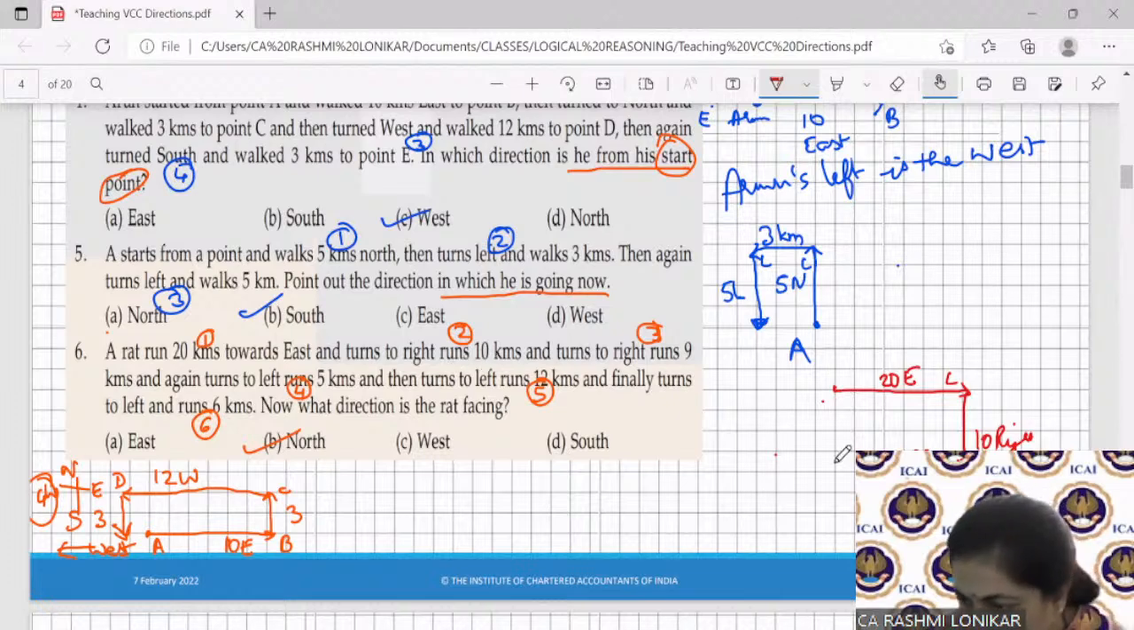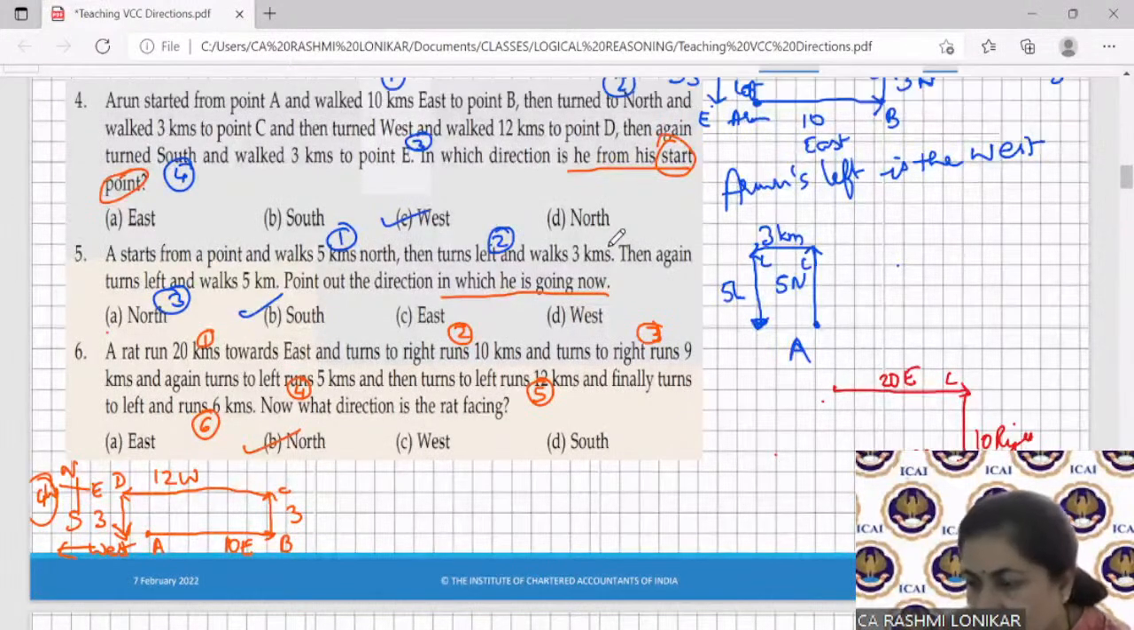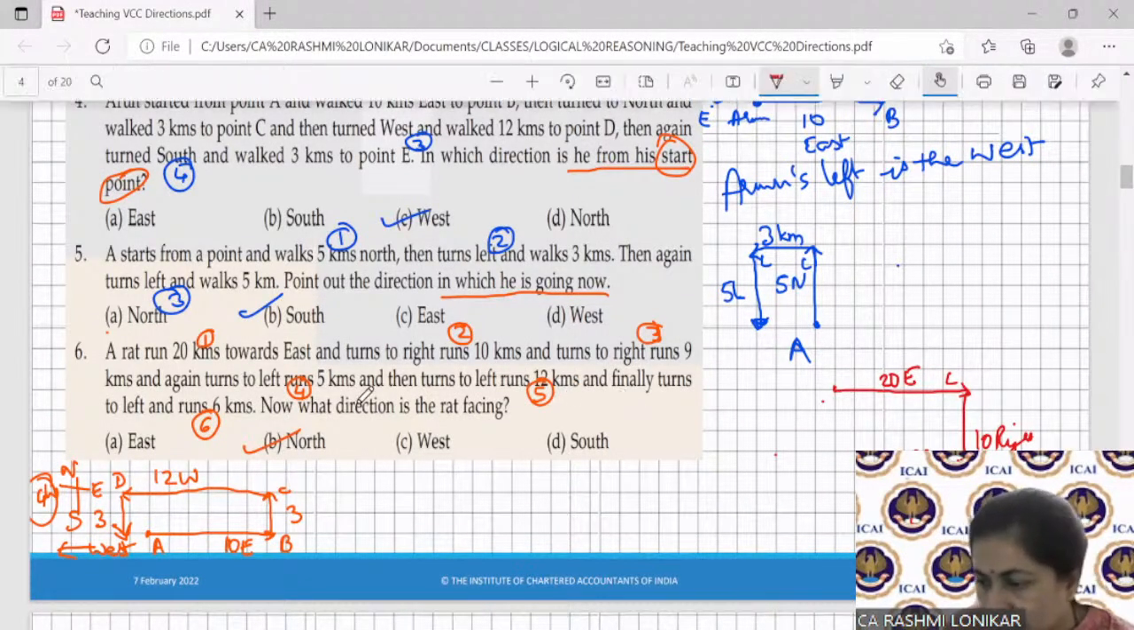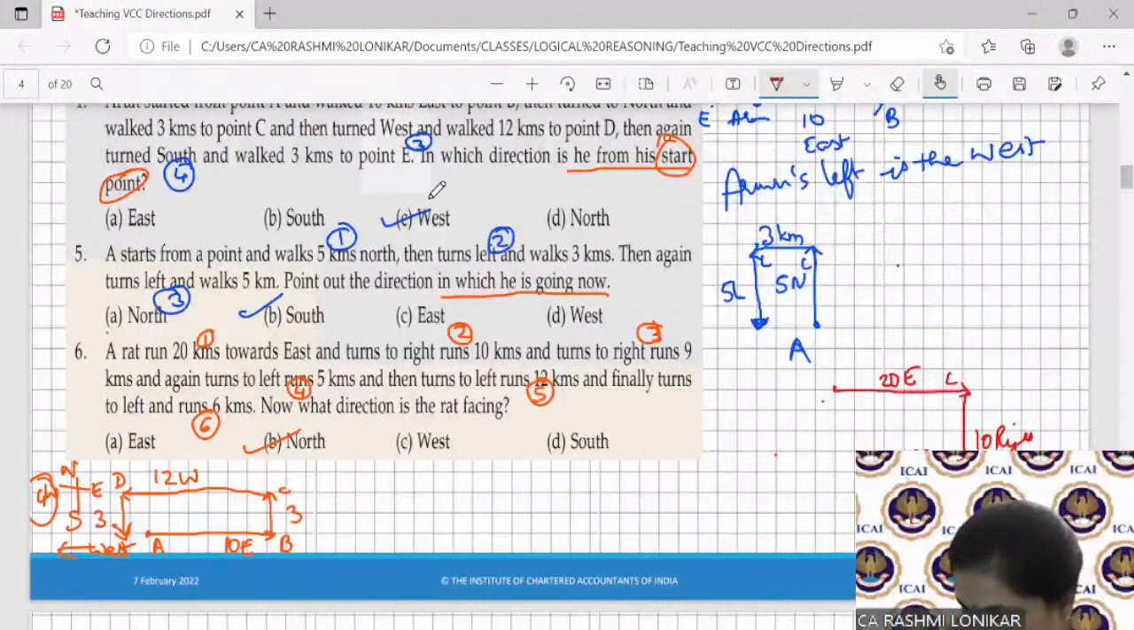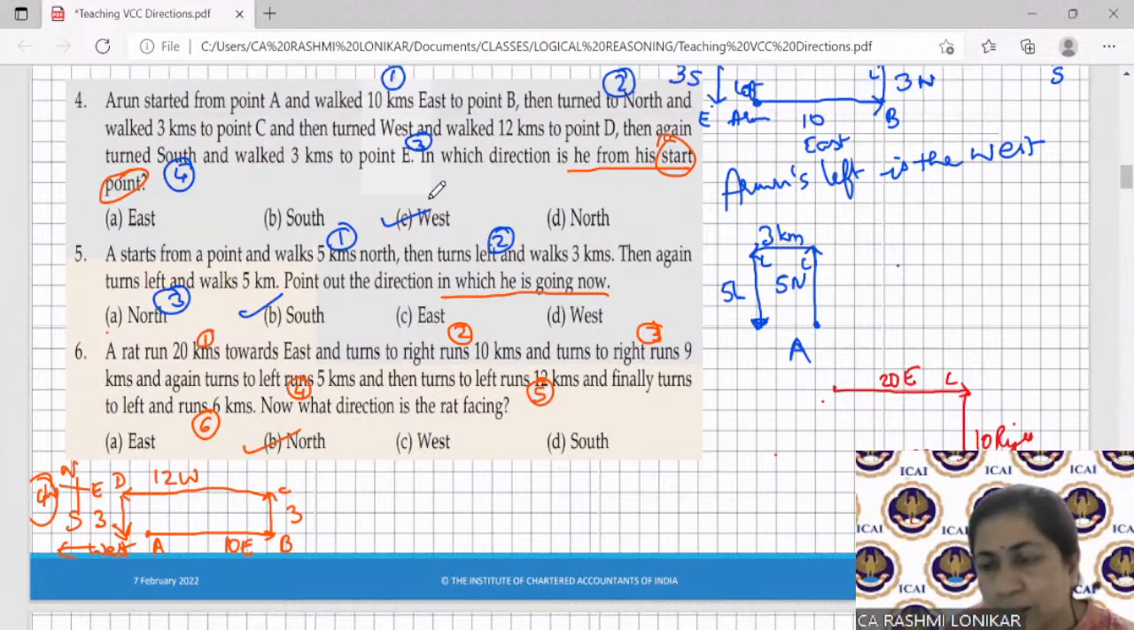Then he turns left. So here he is, and this is his left. Then he turns left and runs 12 kilometers. This is his left. So this is 9 kilometers till here, and he has traveled 12 kilometers, so he'll move a little further. So this is 12 kilometers.